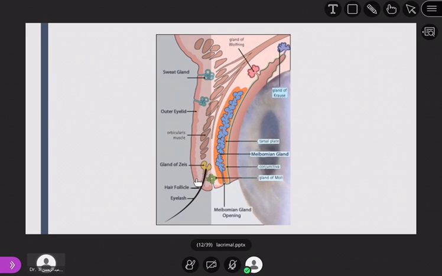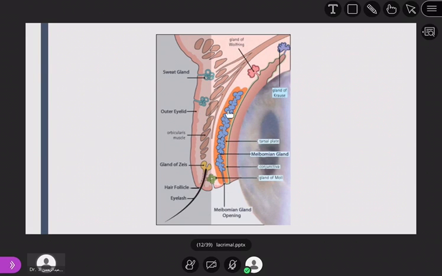Then just inner to the eyelash, this is the opening of the meibomian glands, which are lipid glands, the glands which secrete lipid. This is the lacrimal gland. And this is the gland of Wolfring, the red one. The blue one is the gland of Krause. Both of them, the gland of Wolfring and the gland of Krause, are accessory lacrimal glands.